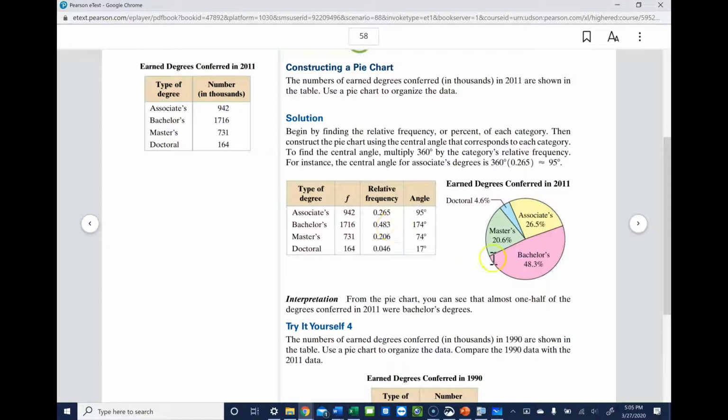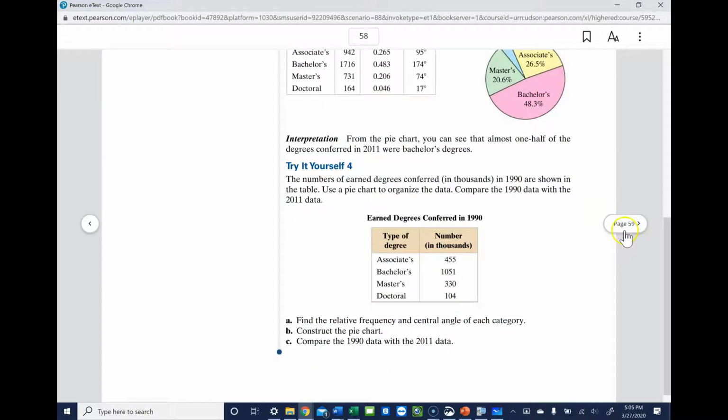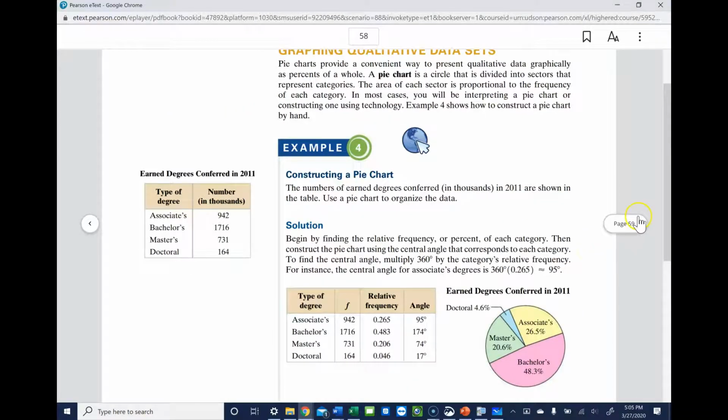It's going to be 48.3%. That's almost 50%. So notice this section covers almost half, not quite. And then the 20.6% for the master's is about a fifth of the pie. And finally, this 5%, that's doctoral, is the sliver that's left there. That's called a what? A pie chart.